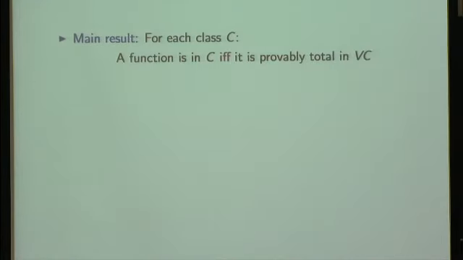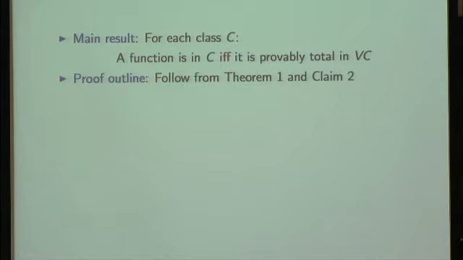So here's the main result. It says that for each class in the list, the theory that we obtain is actually the theory that we are looking for, so that a function in the class is, if and only if it is provably total in the theory. So how do we prove this kind of result? It will follow from these two steps.